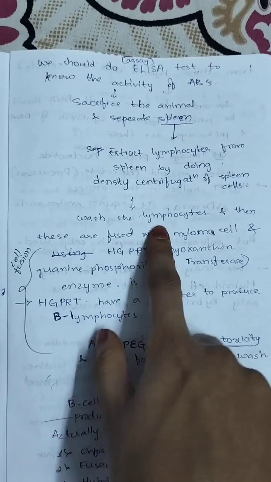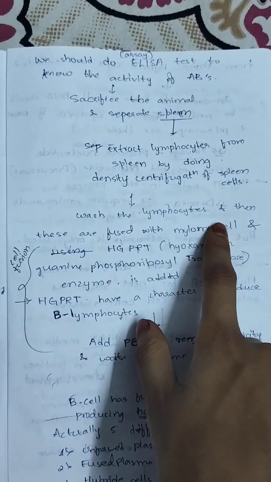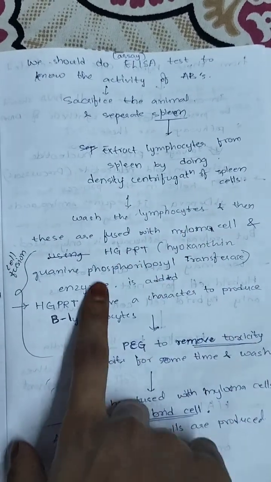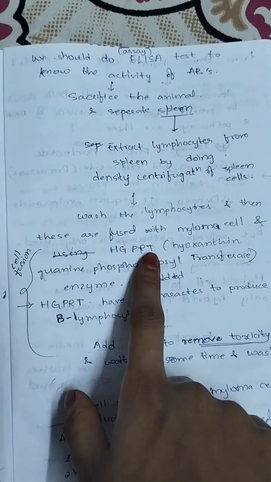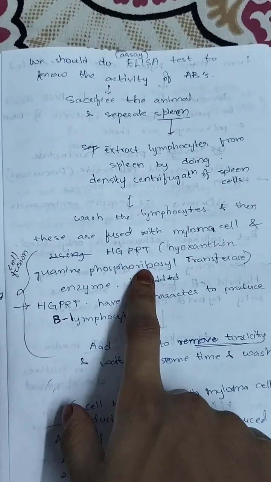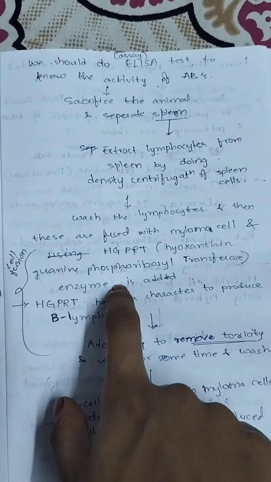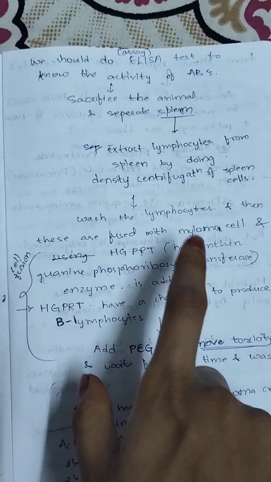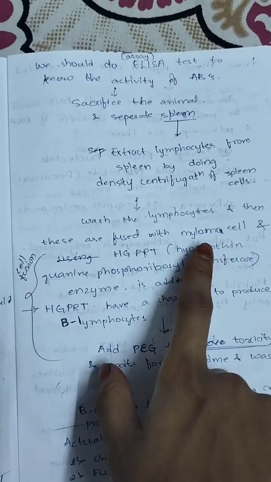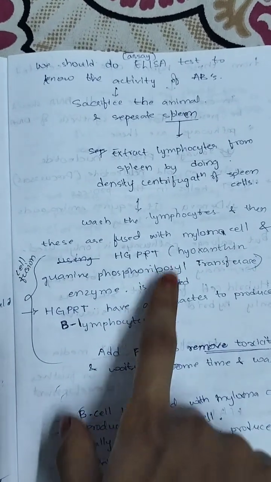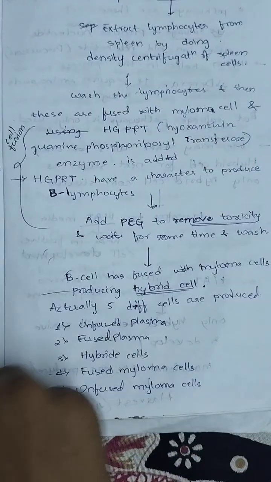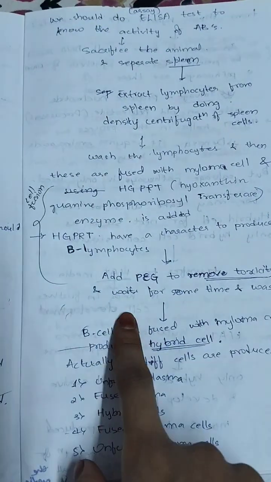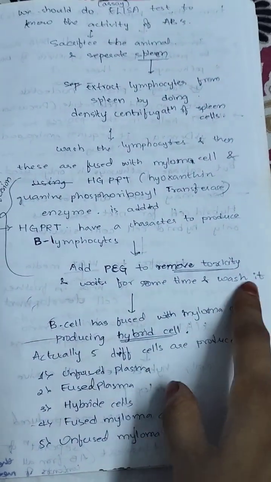Then these lymphocytes are washed and fused with myeloma cells, and during fusion HGPRT is also added. HGPRT is nothing but the hypoxanthine guanine phosphoribosyl transferase enzyme, added to help the growth of hybridoma cells. And after that, PEG is also added. After some time, it is washed to remove the PEG.